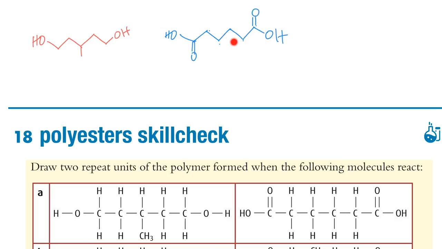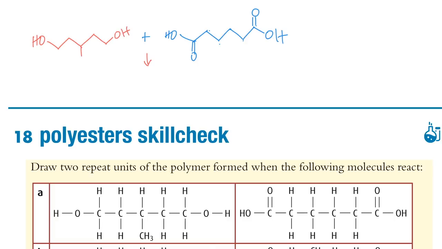So now let's make the repeat unit for this. Two repeat units, by the way. So one of these combined will make one repeat unit. You have to combine two of these. So how do you do that? Remember, the alcohols lose the H and the acids lose the OH.